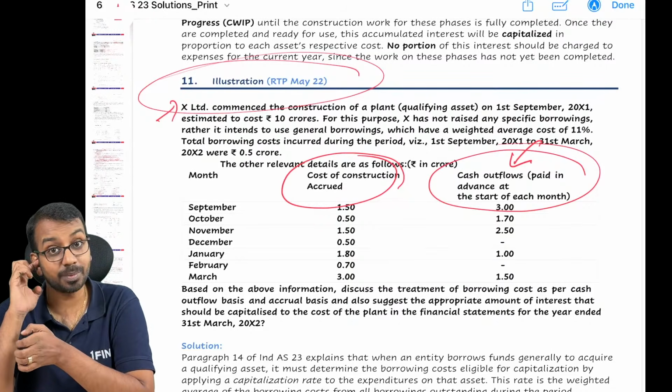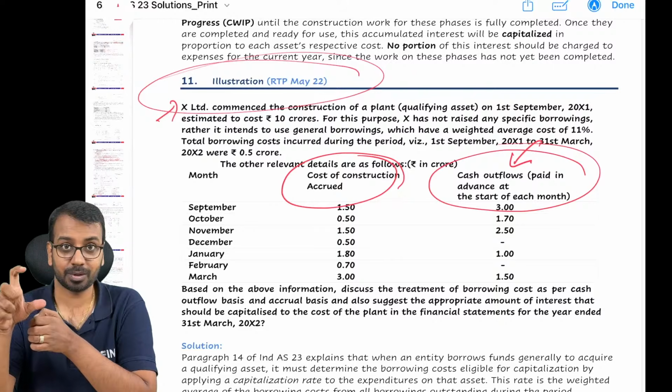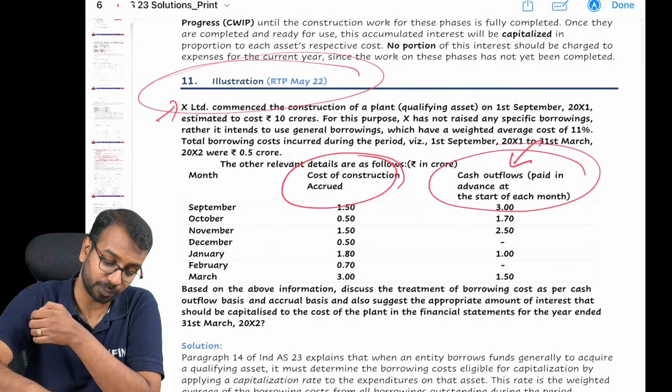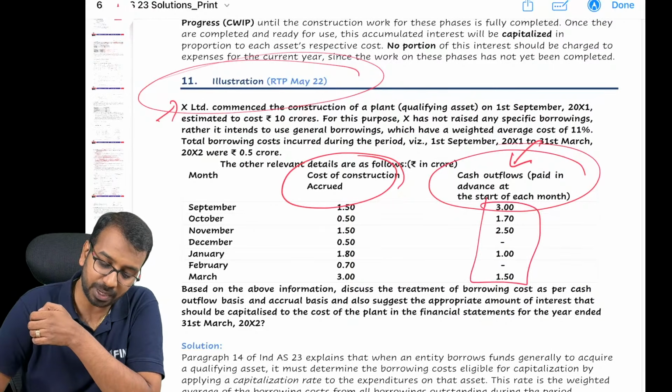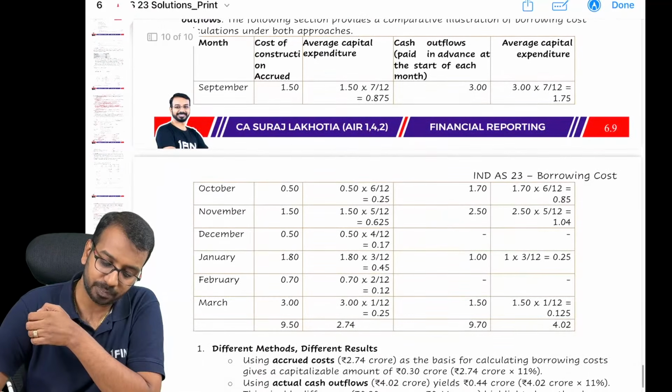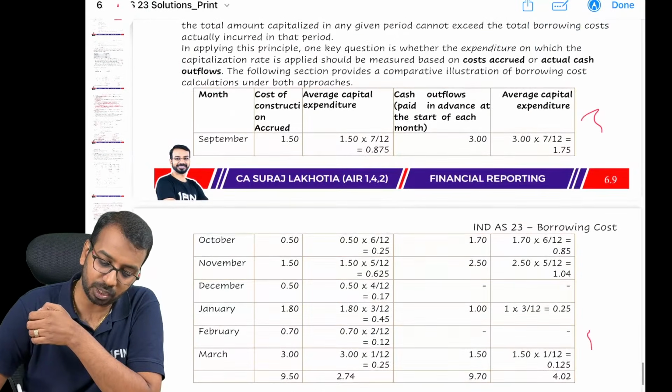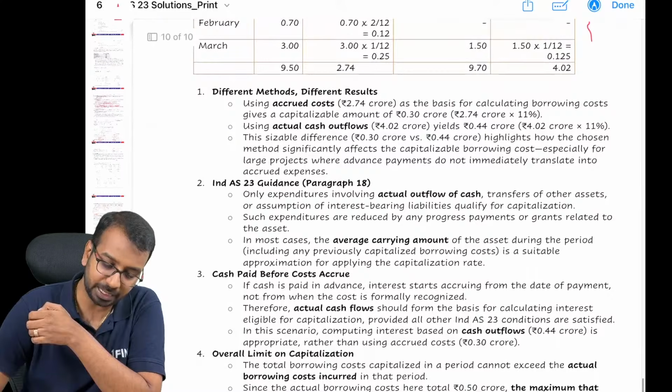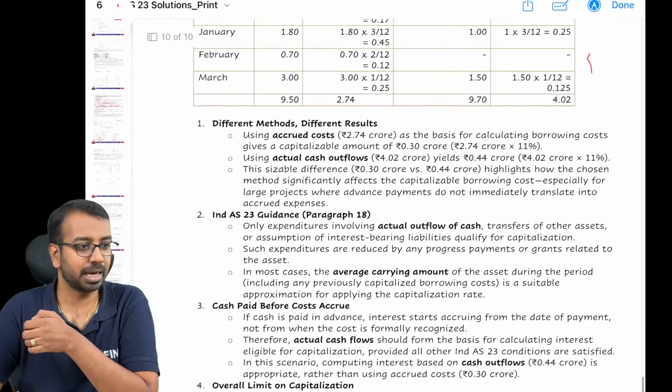So it has to be based on the actual cash paid. Based on the actual cash paid, I will compute the interest. I'll compute the interest based on actual cash outflow, and accordingly we will do the calculations.